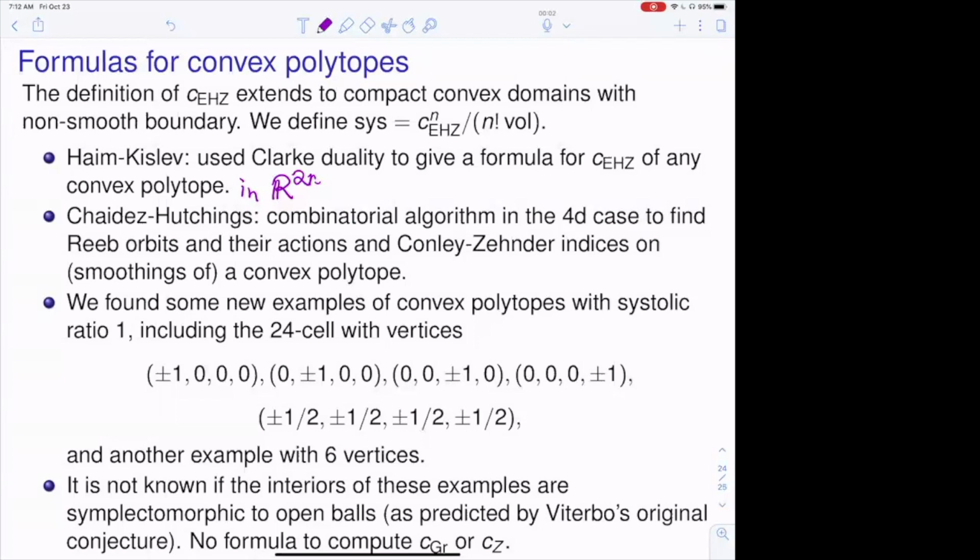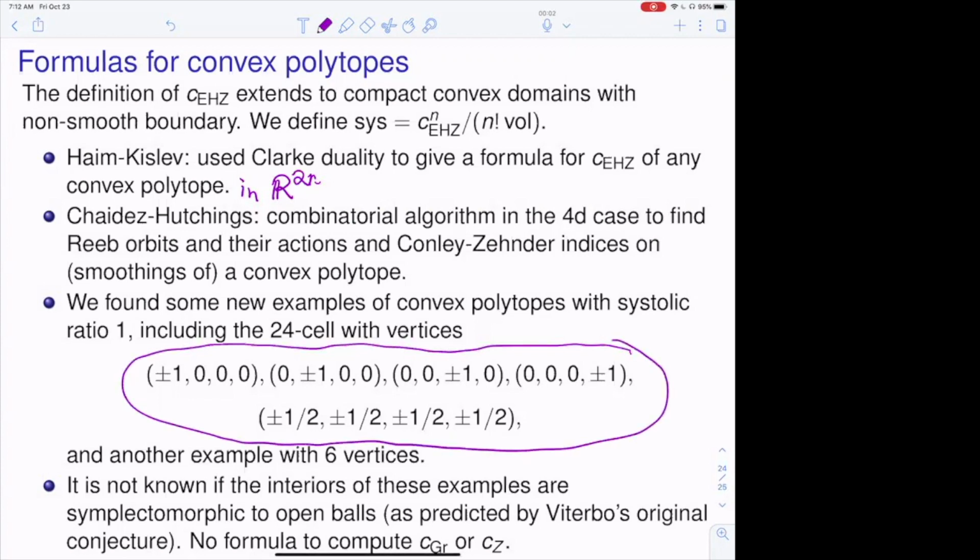So one nice example, which you can remember, is the 24-cell. This is one of the 6 regular polytopes in 4 dimensions. And if you write it in this form, then it has systolic ratio equal to 1. There are 8 vertices of the form plus or minus 1, 0, 0, 0, and then there are 16 vertices, plus or minus a half, and so on, for a total of 24 vertices. There are also 24 3-faces, which are octahedra. So you can check by hand that this thing has systolic ratio 1.